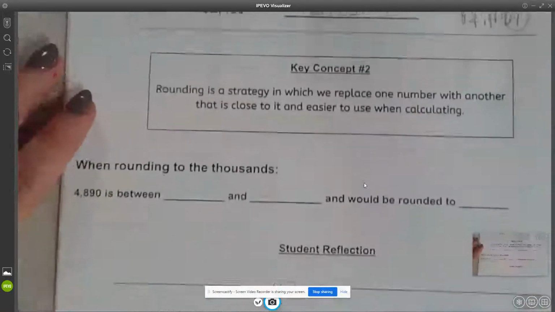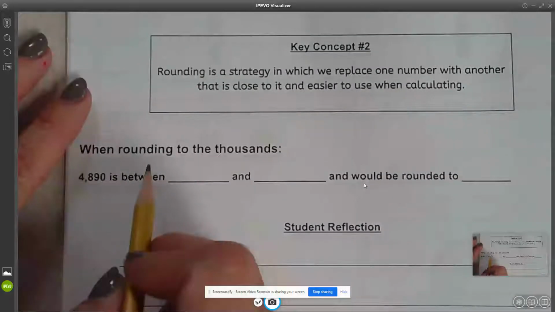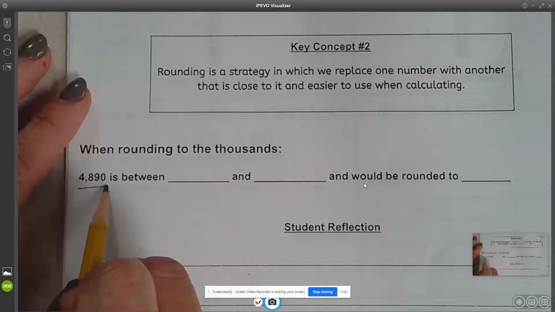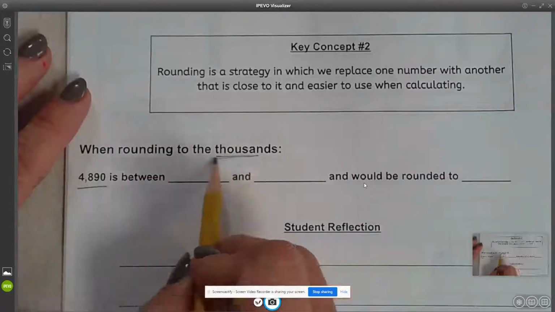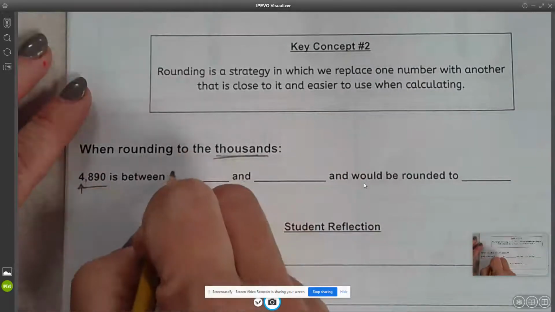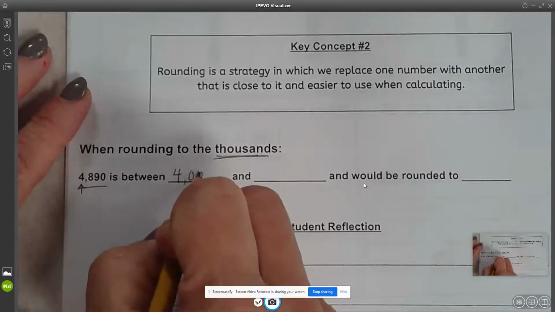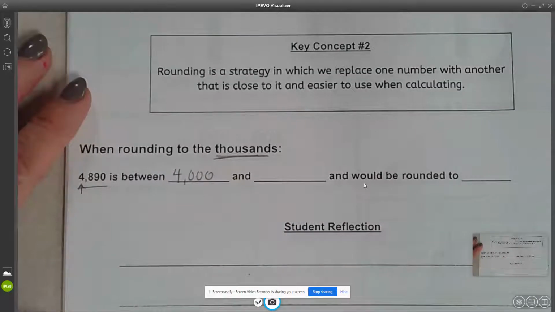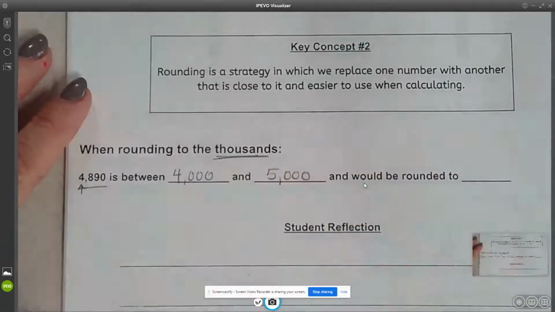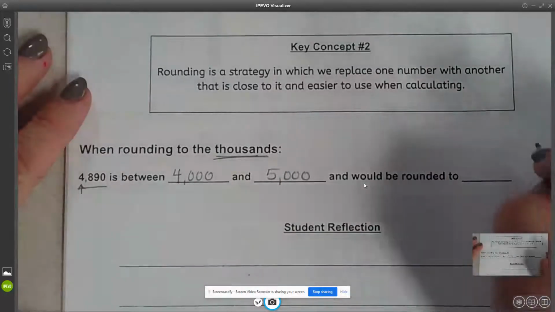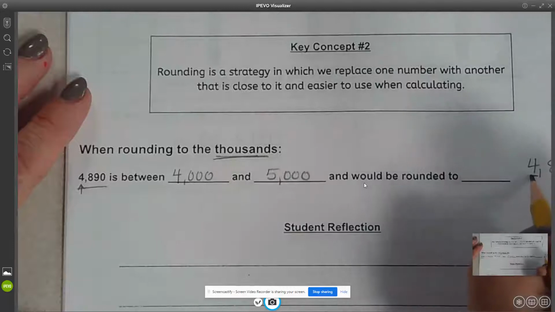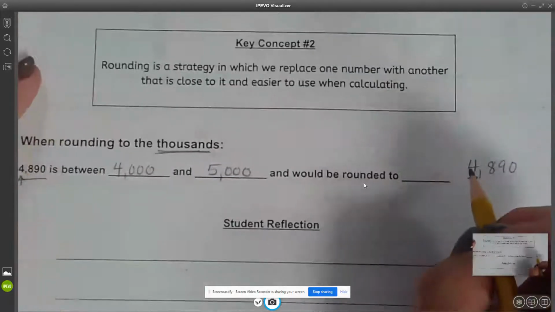Our second concept is our rounding. When we are looking at 4,890, I need to know what thousands it's in between. So I'm going to take the digit that's there, and that's going to be my first thousand, 4,000. And then the next thousand would be 5,000. Now, what would that round to? If I look at 4,890, I'm rounding the 4. Whoops, it's off the page.